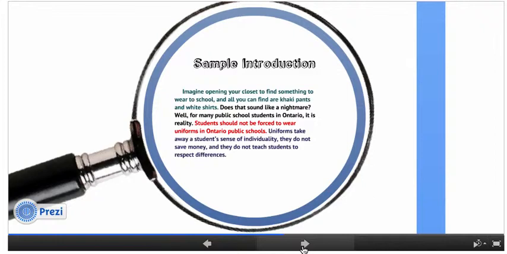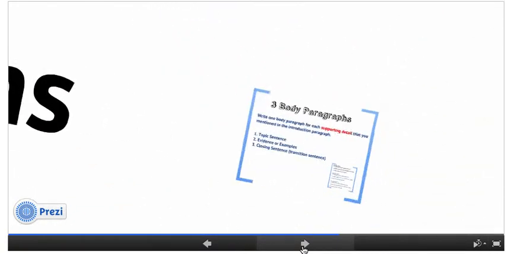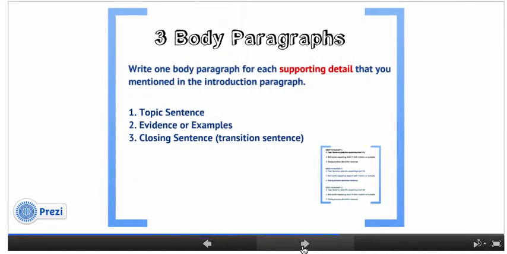Our 3 body paragraphs: the first body paragraph is going to say uniforms take away students' sense of individuality. The second body paragraph is going to say they do not save money. And our third body paragraph is they do not teach students to respect differences. So let's look at the body paragraphs right now. There are 3 body paragraphs, 1 body paragraph for each supporting detail that you mentioned in the introductory paragraph. So the first one is going to be individuality, your second one is saving money, and your third paragraph will be not respecting individuals. Those are going to be the 3.